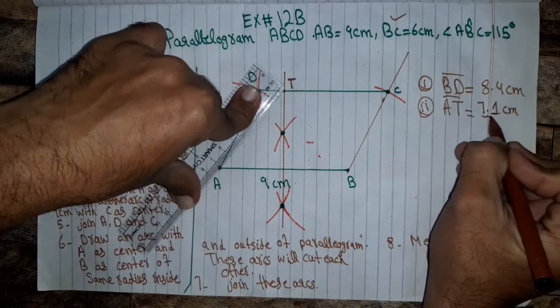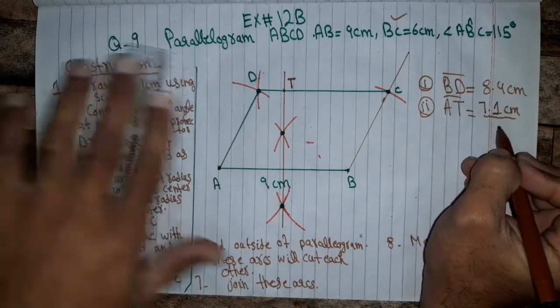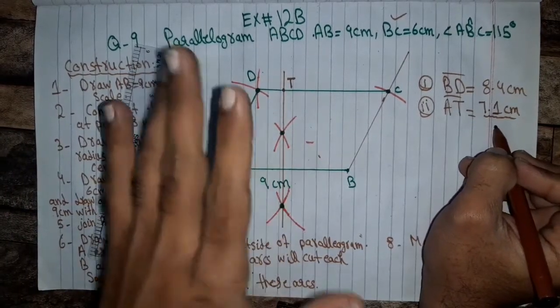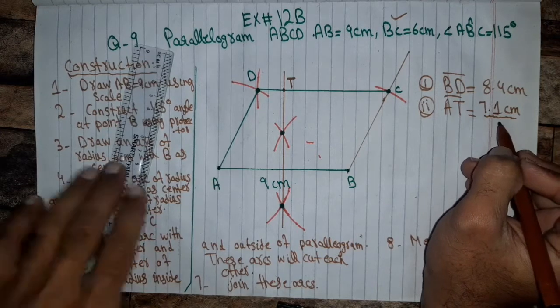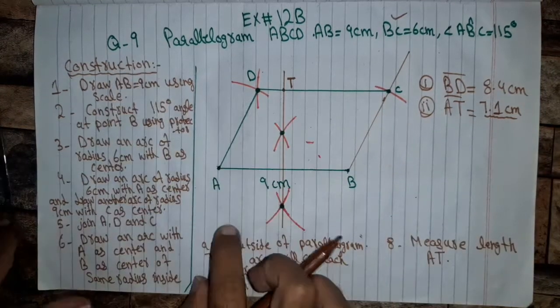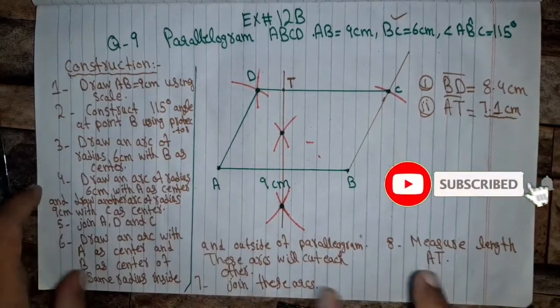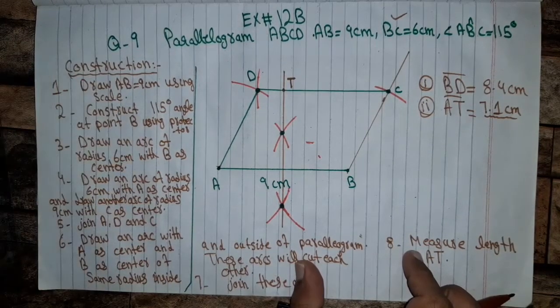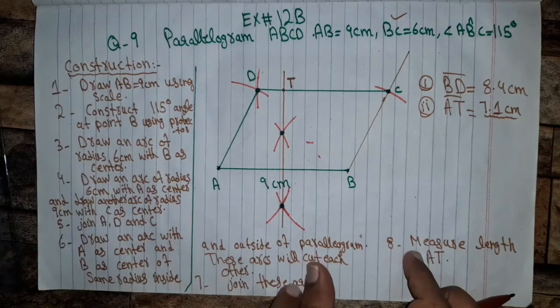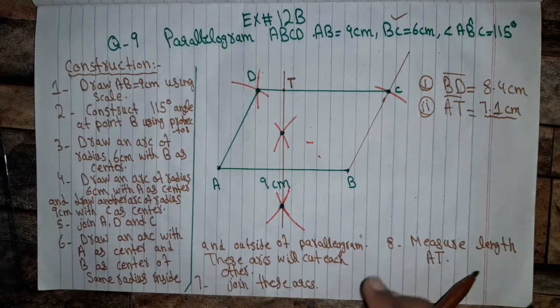So if you draw this parallelogram and perpendicular bisector with a sharp pencil, you will get the exact answer. So this is question number 9 and you also have to write these construction steps. You can use your own words to write them, it is not difficult. I hope this question is clear to you. Till the next video, Allah Hafiz.